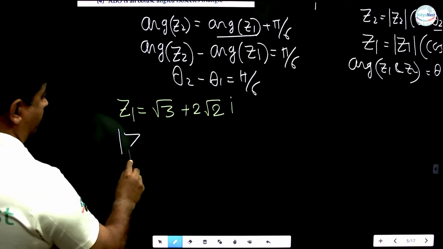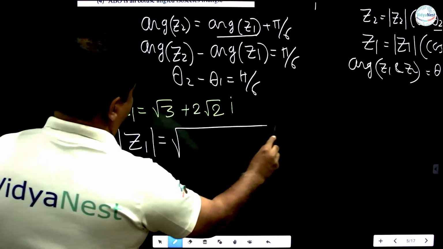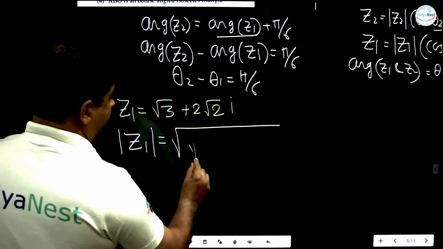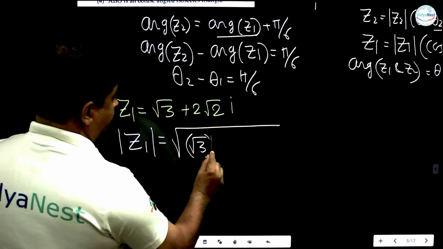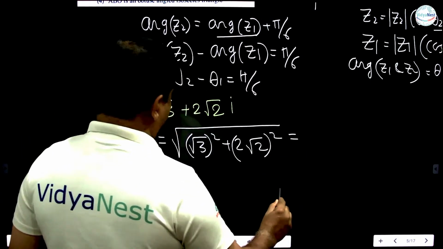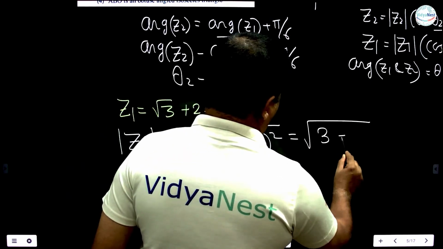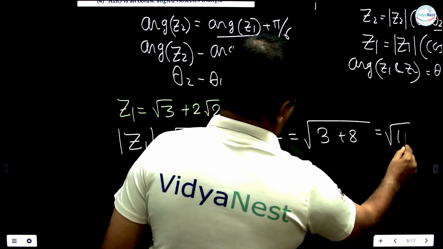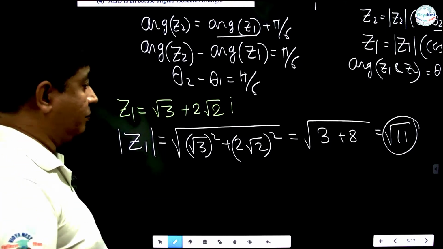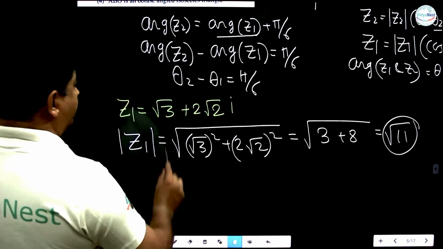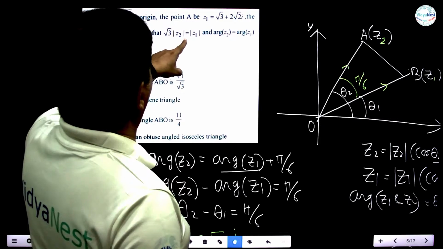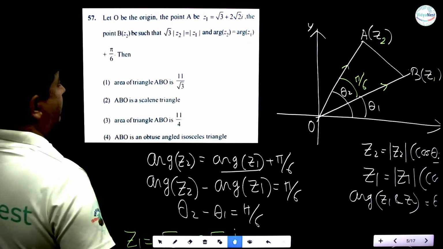So what is mod Z1? You are quite familiar with this result. √3 whole square plus 2√2 whole square. So 3 + 8, √11. Okay, this is mod Z1, right? Yes, and what else is given? Yes, √3 Z2 = Z1. So from here Z2 will also come out.